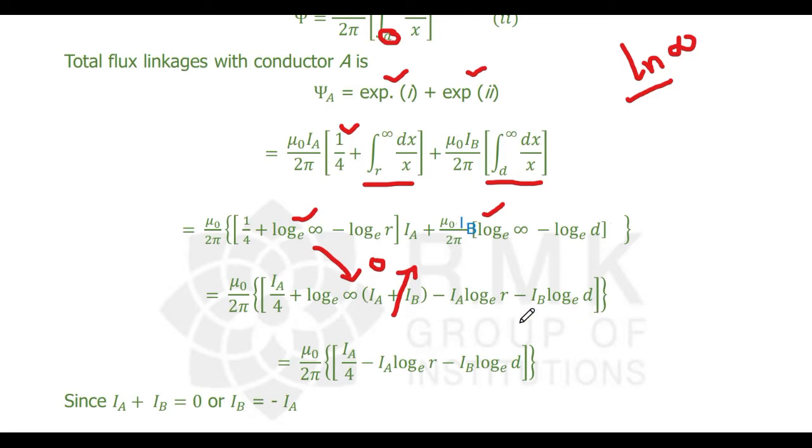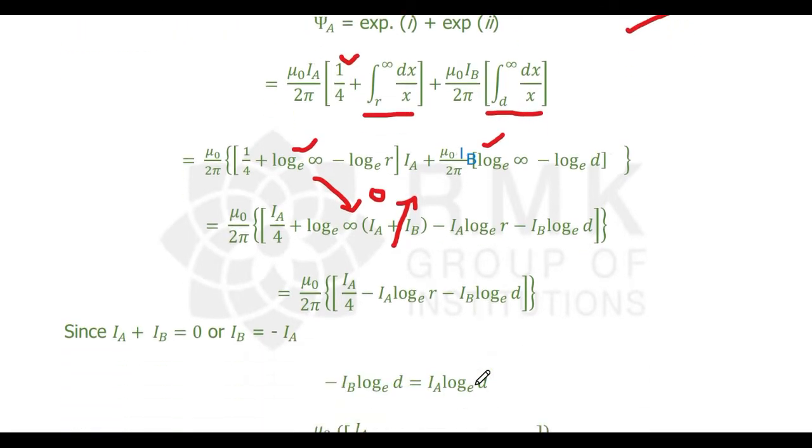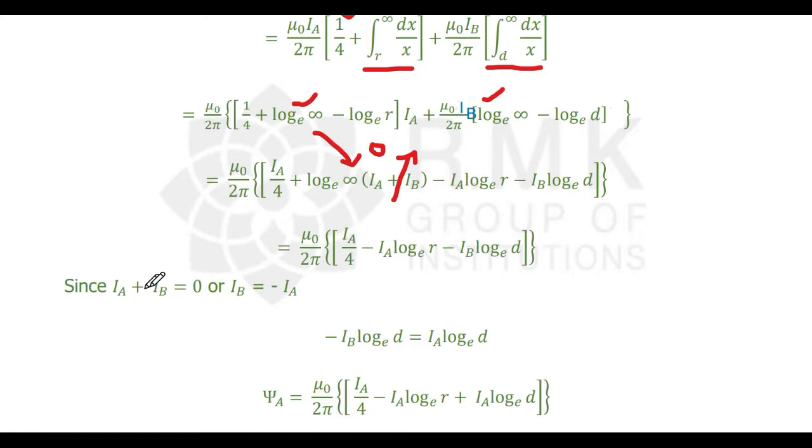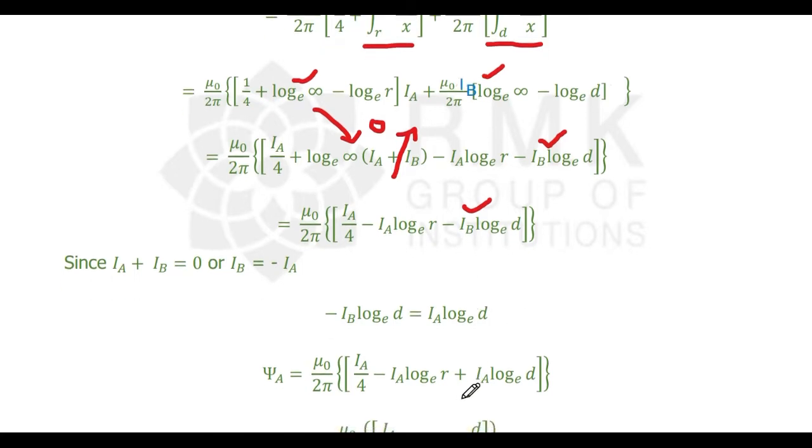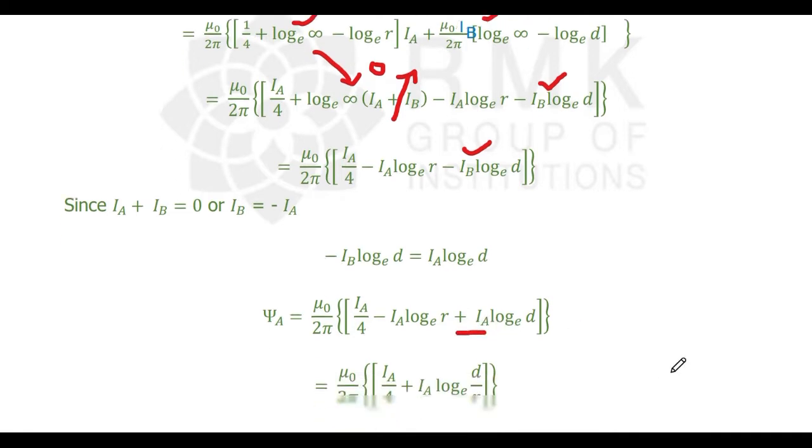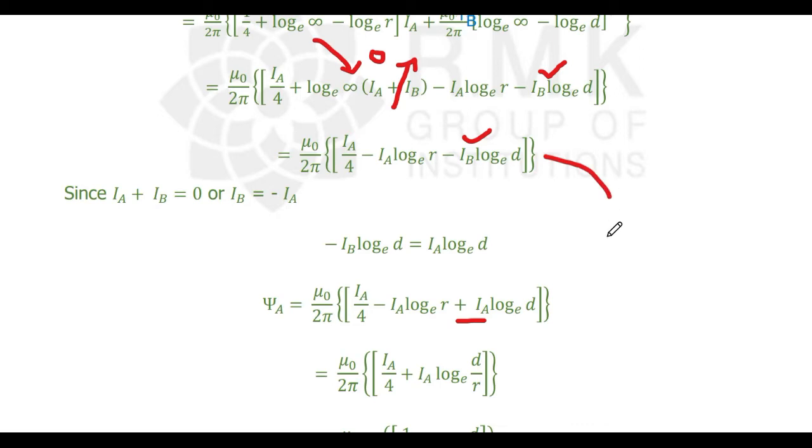So what I am doing here is a substitution. I know IA plus IB is equal to 0, so IB can be substituted as minus IA, correct? Now I am replacing this IB in this equation. IB is equal to minus IA, so minus of minus IA becomes plus. So the minus IB is replaced by plus IA, correct? There is a small change from this equation to this equation.